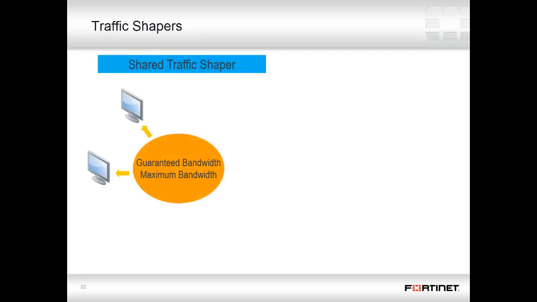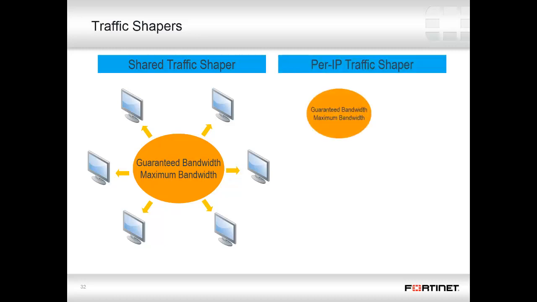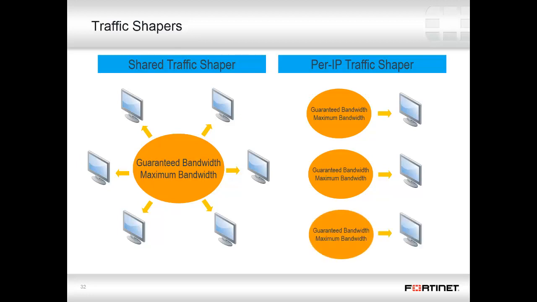There are two different kinds of traffic shapers that can be configured. The first traffic shaper applies a total bandwidth to all traffic matching a policy, essentially sharing that limit with all devices passing through. So if you have a 500 kilobit per second limit on a policy that will be applied to your entire network, it would limit the total traffic allowed through that policy to 500 kilobits per second and drop the excess.